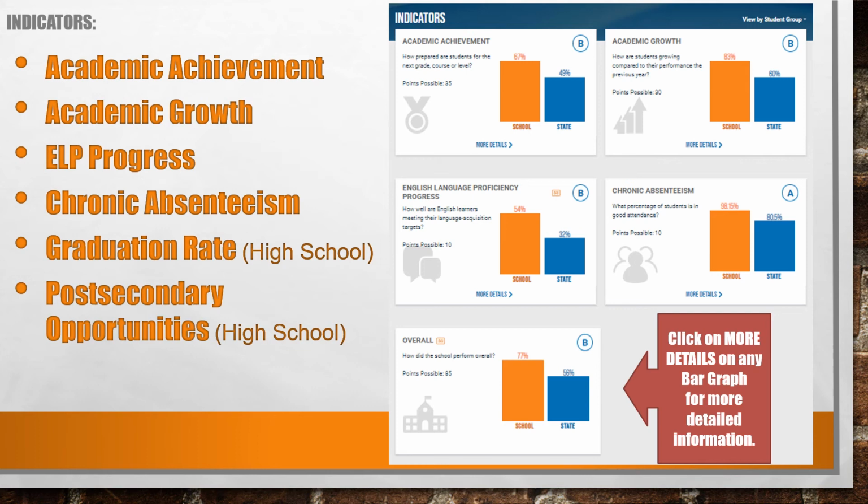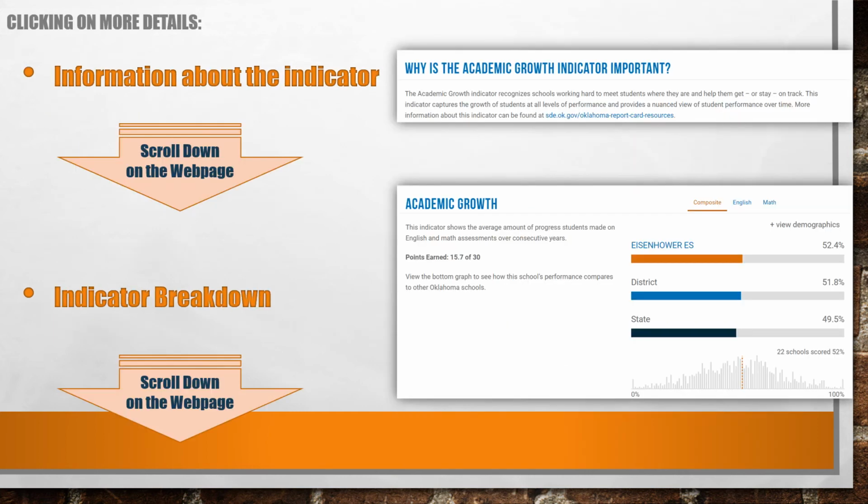Chronic absenteeism is based upon the percentage of students who miss 10% or more of the school year due to poor attendance. Additional high school and district indicators include graduation rates and post-secondary opportunities. If you click on More Details or any bar graph, you will see additional detailed information. Clicking on More Details provides information about the indicator, including an overview of the indicator and why it is important, as well as links to obtain further information about the indicator.